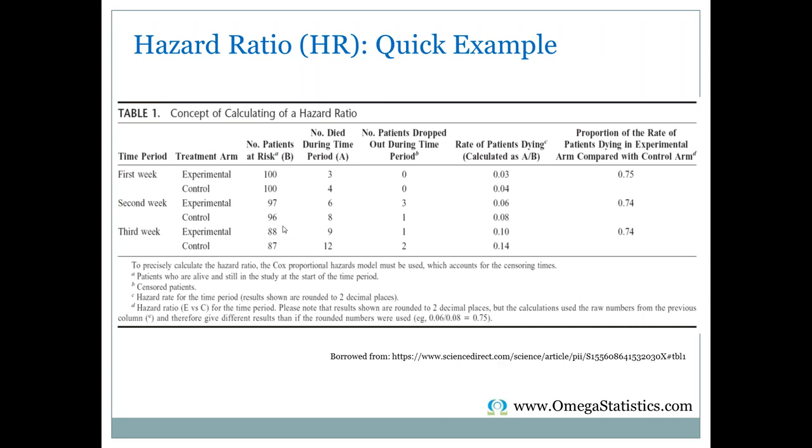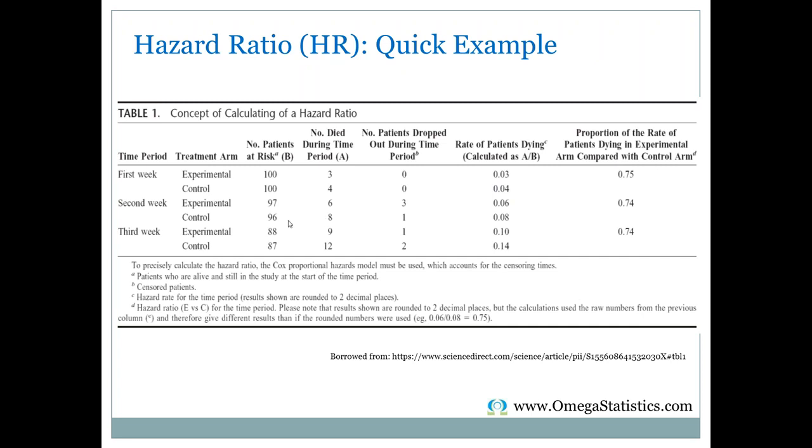So during the first week, the rate of patients dying is higher in the control arm. So here they come into the study. First week, number of patients at risk: they had 100 in each group. Now they died during this time period. We had 3 in the experimental and 4 in the control. Nobody dropped out, nobody censored yet. So here's the rate: 0.03 for experimental and 0.04 for control. Now, if we take the treatment and divide it by the control, we get 0.75. And that's the proportion of the rate of patients dying in the experimental arm compared with the control. So this is like our hazard ratio right here.